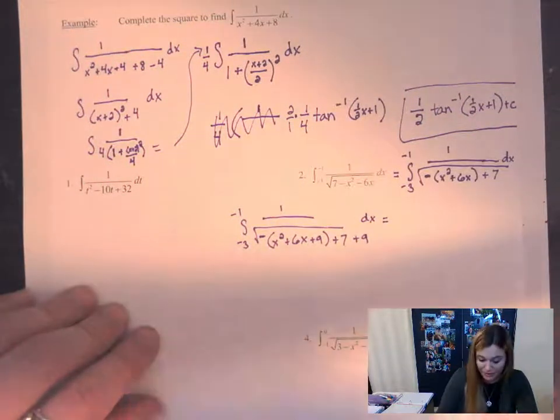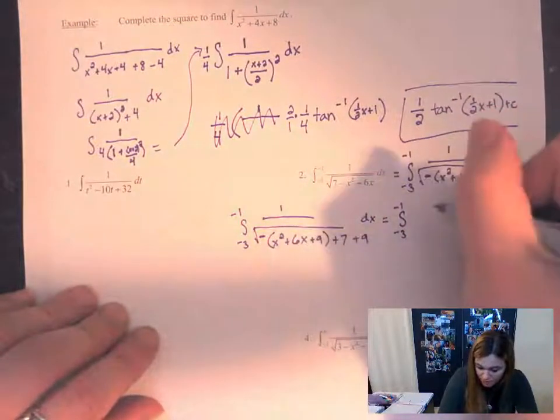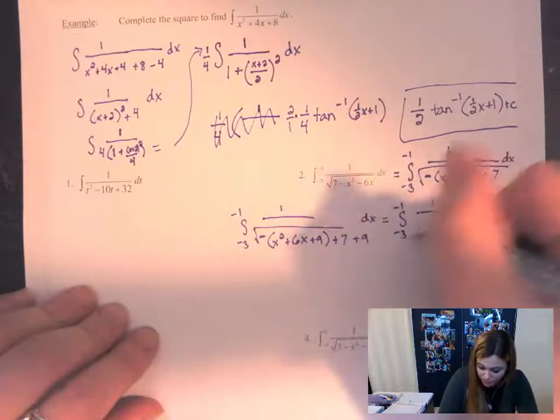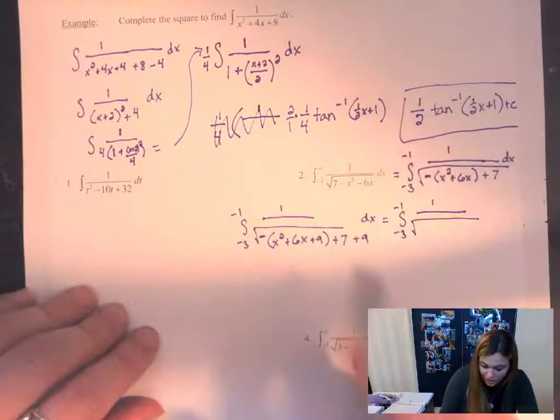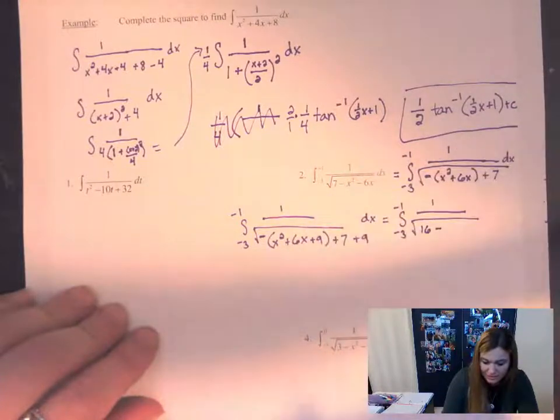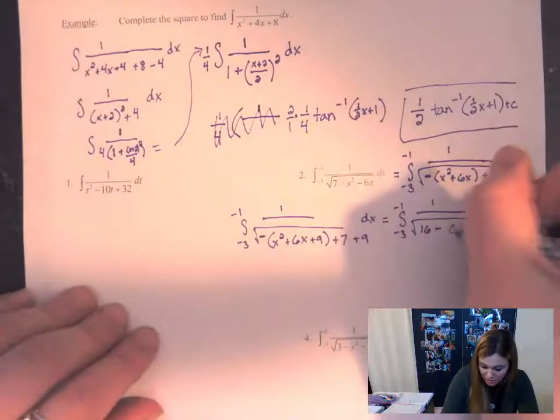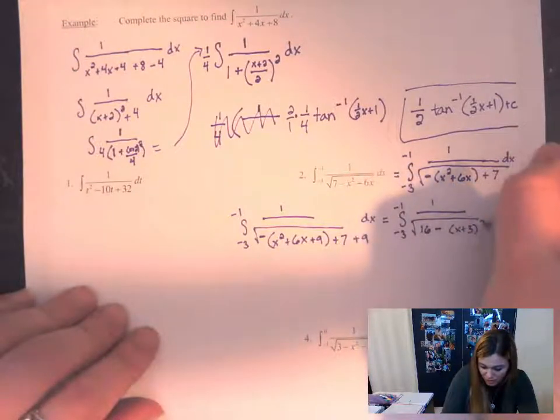I'm going to rewrite this, manipulate it a little bit more. -3 to -1, 1 over the square root. 9 plus 7 is 16, minus this quantity, x plus 3, that whole quantity squared.